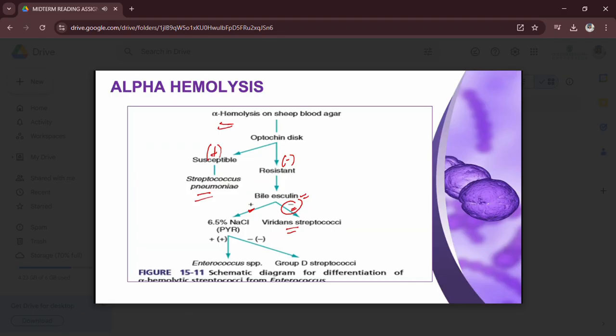But if it is positive, do further testing. First we do the PYR test or the test involving application of 6.5% sodium chloride. If that is positive, we can conclude that it is one under the Enterococcus species. If that is negative, it is one under the group D Streptococci.